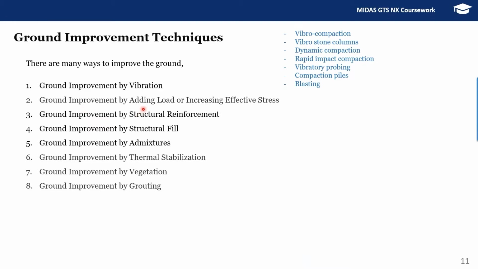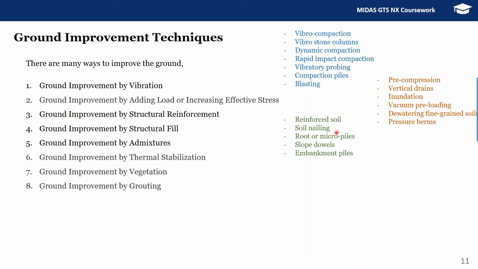And then we have the second type, ground improvement by adding load or increasing effective stress. Here the main concept is to increase effective stress, either by adding vertical drains or pre-compressing or pre-loading it, using pressure bumps and so on. Then ground improvement by structural reinforcement, such as soil nailing using slope dowels or reinforced soil. And then ground improvement by structural fill, where we have removal or replacement, displacement, or reducing load.